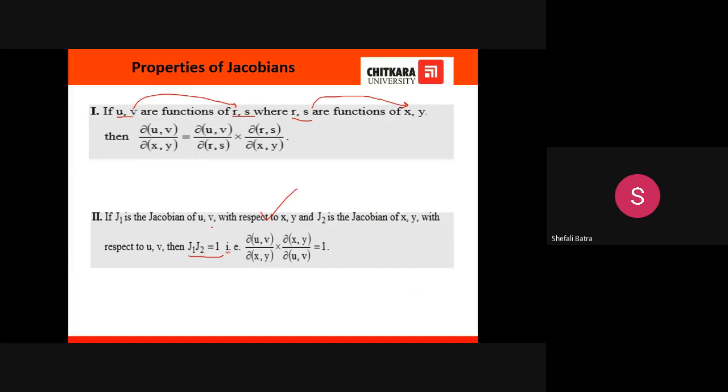The property was this: J1 is the Jacobian of u, v with respect to x, y. J2 is the Jacobian of x, y with respect to u, v. Then the product of the Jacobians is equal to 1. Right?